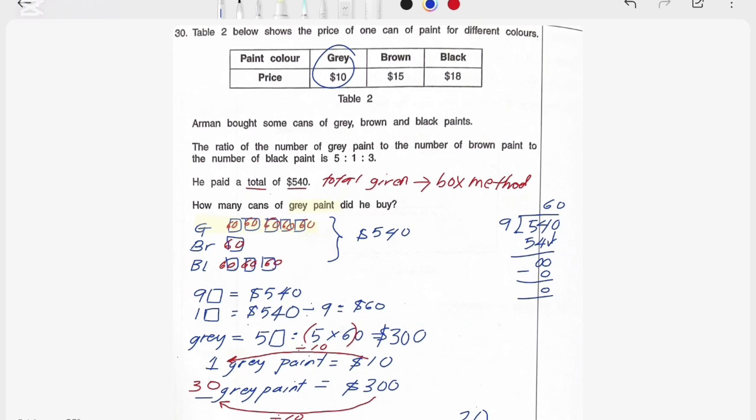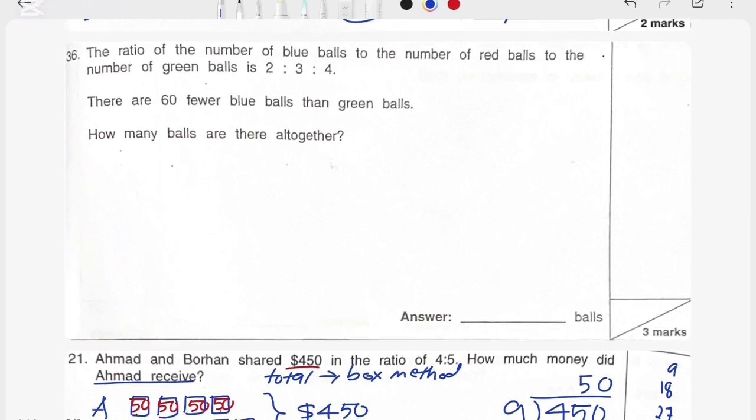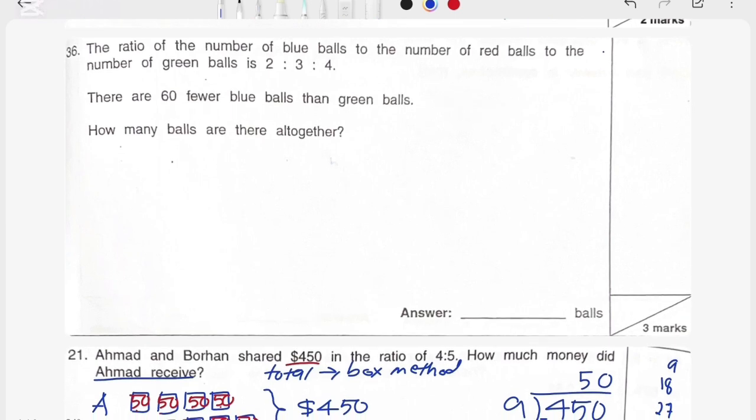Again, if the total is given in a ratio word problem, apply the box method. Another ratio word problem where you should apply the box method is when you see comparing words, for example, more than, fewer than, or less than.